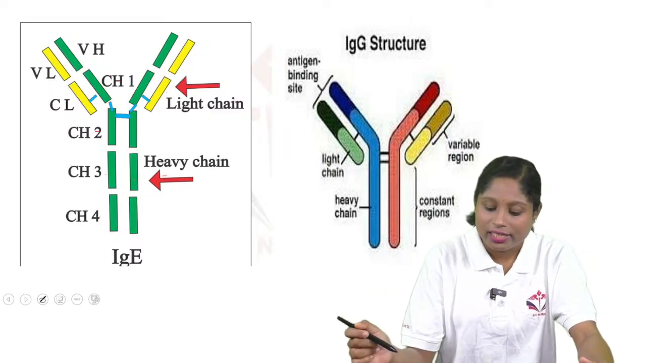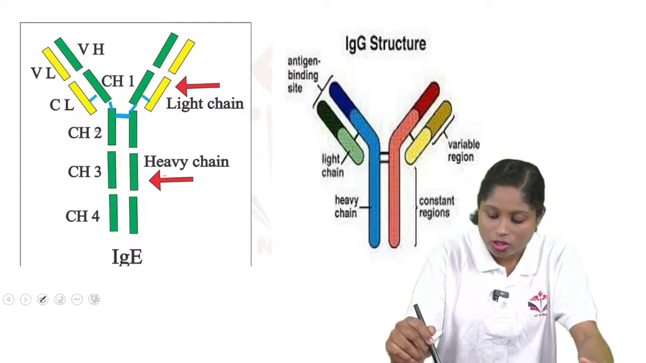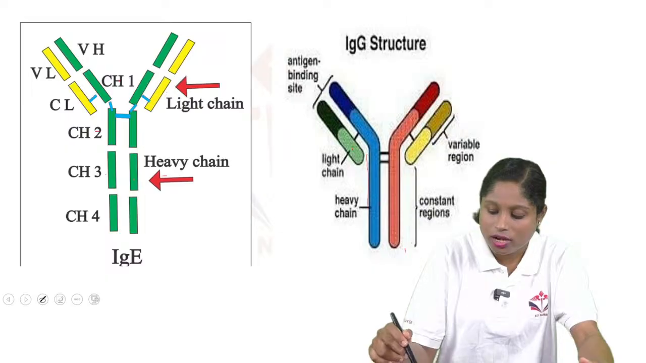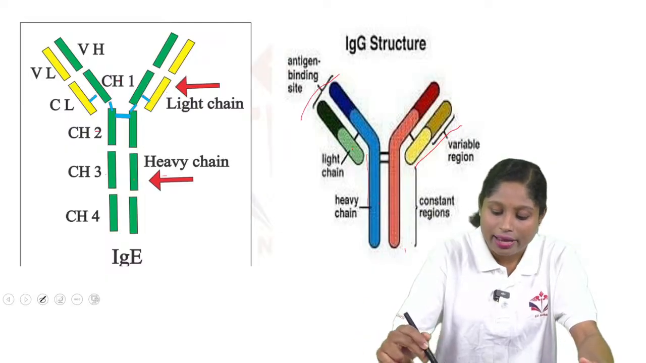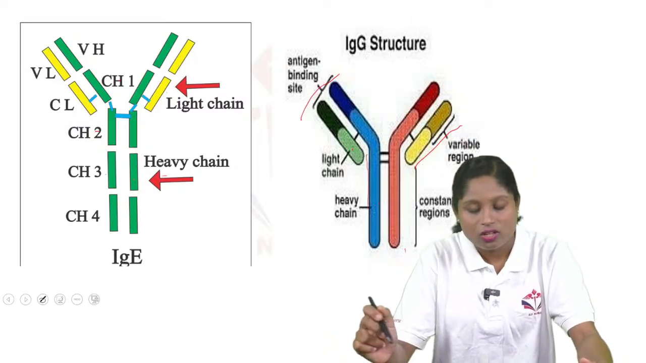Next is the Ig structure. There is a light chain and a heavy chain. Here the variable region is present, and this is the constant region. This is the variable region and the antigen binding site. So this is the IgG structure.